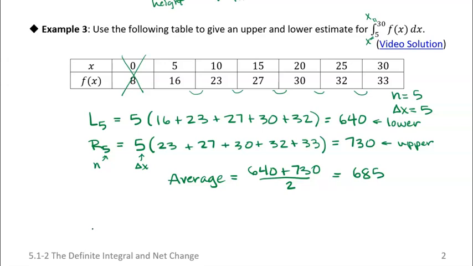It didn't ask me to do that, but sometimes I do ask questions that ask for the average of the left and right hand sums, and so this would be a little bit better estimate when I take the upper and the lower estimates and average them.